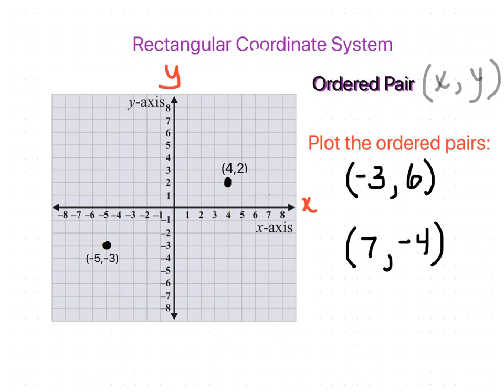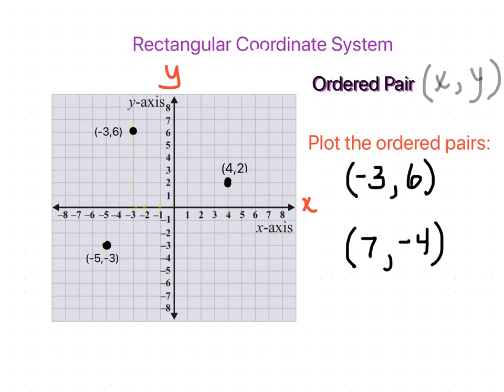To get to -3, 6, we will start at the origin, and we'll count -3, or 3 to the left, right? 1, 2, 3. From there, we go +6, right? Or up 6. 1, 2, 3, 4, 5, 6. And we're going to end up right there at the point -3, +6.